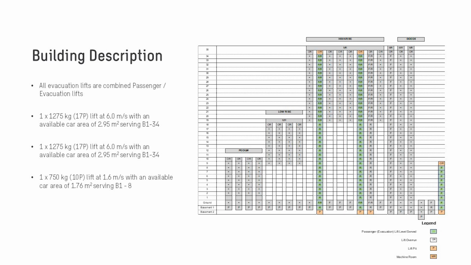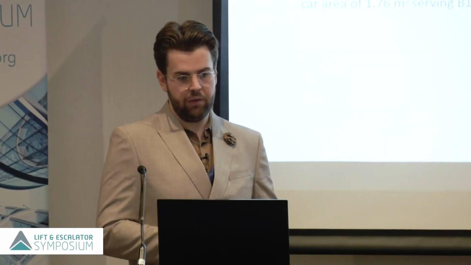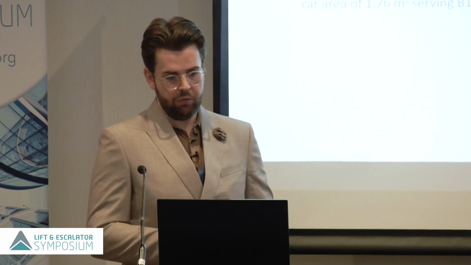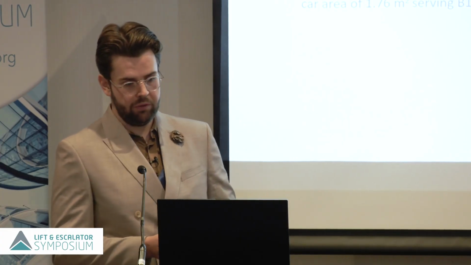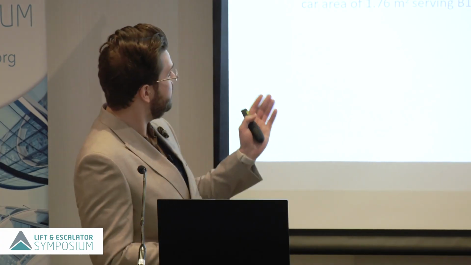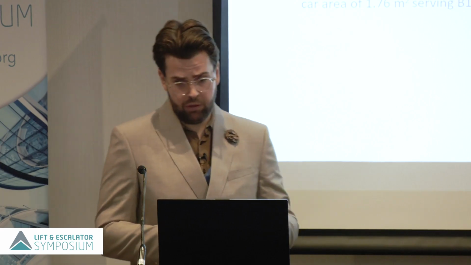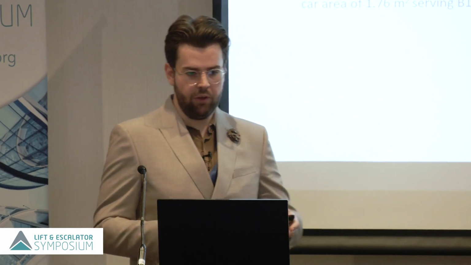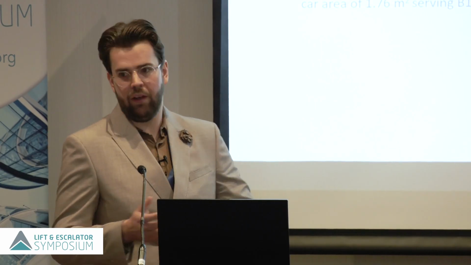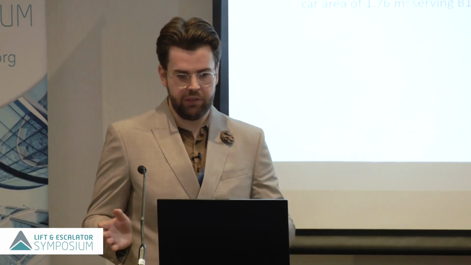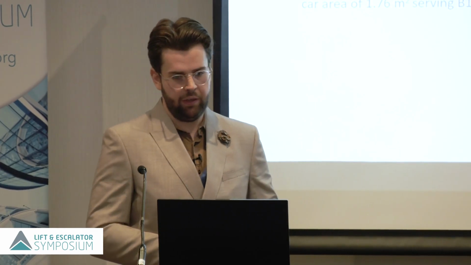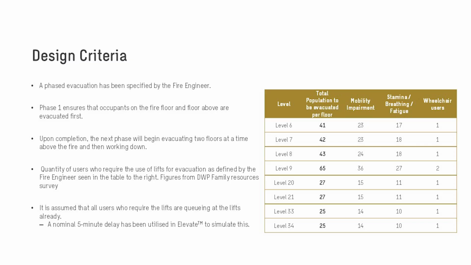So moving on to the building. We've got a 34-storey building. All our evacuation lifts are combined passenger and evac lifts, so their primary functionality is passenger. We've got two 1275 kilo lifts serving the full height of the building, and one additional podium lift at 750 kilos. We've put on the associated car area as well, because that'll come in useful. We need to know how big it is in line with typical analysis, but we also need to make an adjustment slightly.